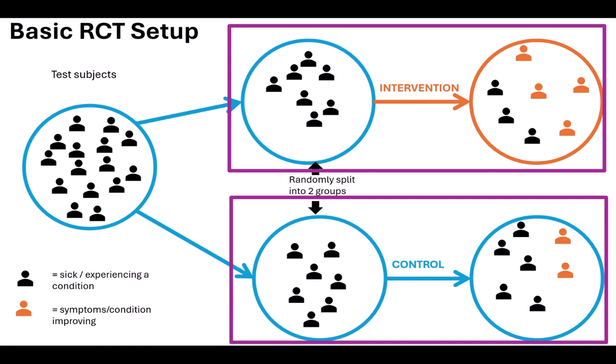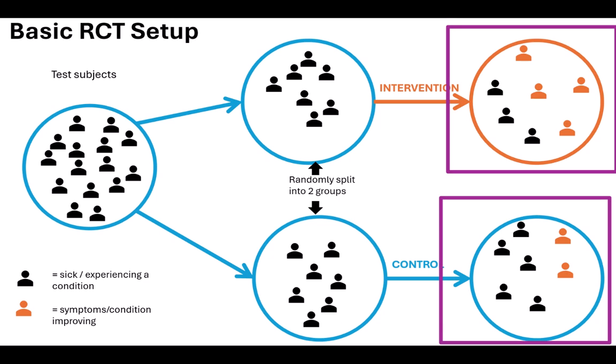And the control group is either what's already been used in practice, so maybe an old medication or a classic drug, might be a different drug, might be two different drugs that they give. It might even be a placebo, or they might not get anything at all. So this is where the randomized controlled part comes in. One group receives the intervention and the other group receives a control. Then we start to see if people's symptoms or condition is improving.